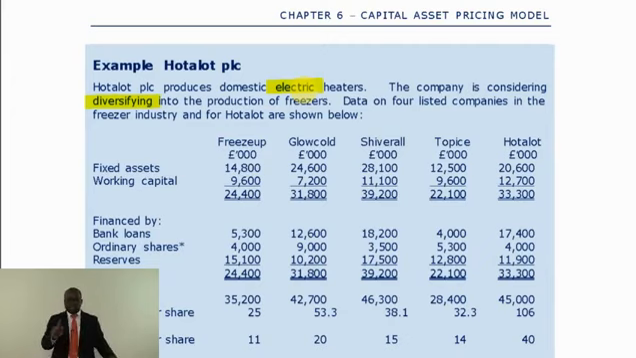So let me summarize it for you. The whole principle is, when you read the question and you need to calculate the appropriate WACC, you need to ask yourself, am I changing my debt equity? If debt equity changes, financial risk has changed, WACC should change.